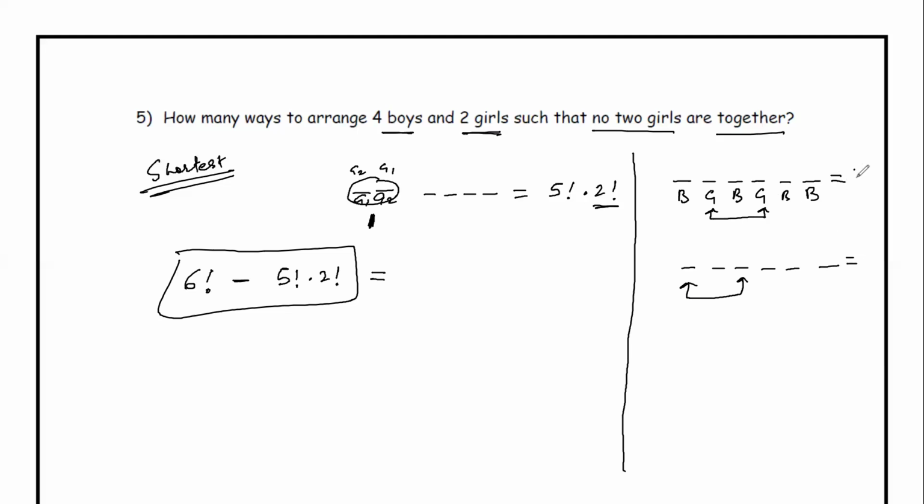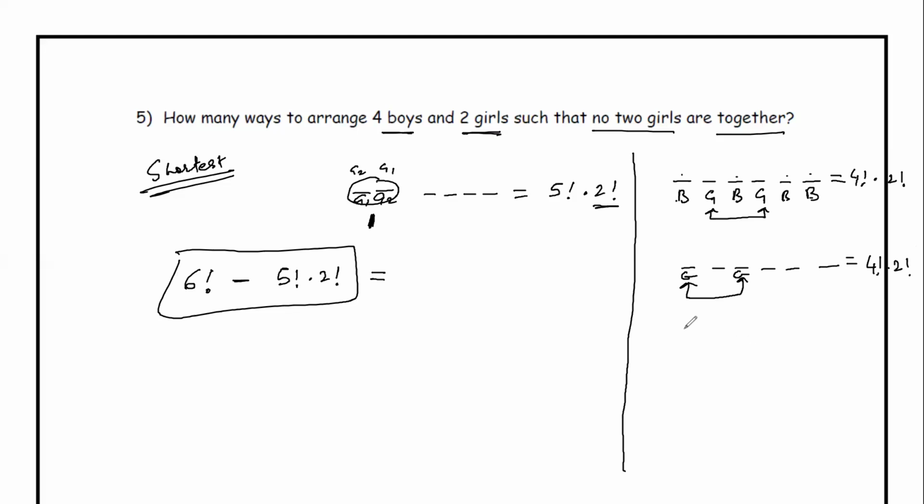So out here it is 4 factorial for the four boys. Yeah. 4, 3, 2, 1 like that. And for the two girls, it'll be 2 factorial. Similarly, when the girl is out here and here, you'll have the same answer, 4 factorial into 2 factorial.